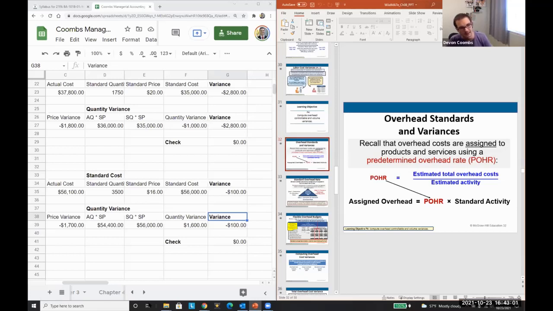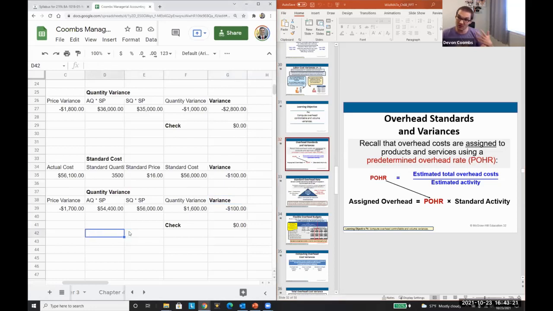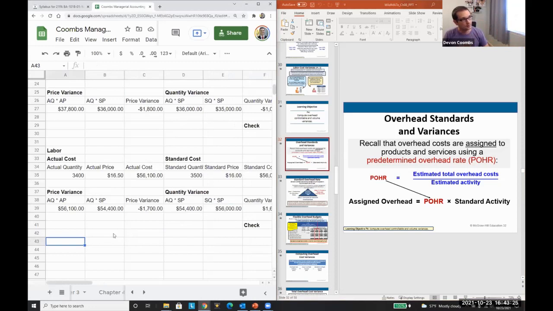So overhead adds one additional issue for us because we have to figure out a predetermined overhead rate. Because we're using an estimate to then define another estimate, it can get a little more complex. Because in theory, we actually never know how much electricity was used. So making our actuals is a little more difficult too. So we're going to have to use this predetermined overhead rate times a standard activity for assigned overhead.